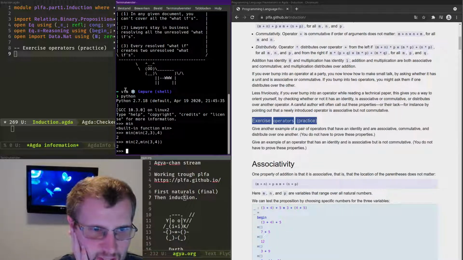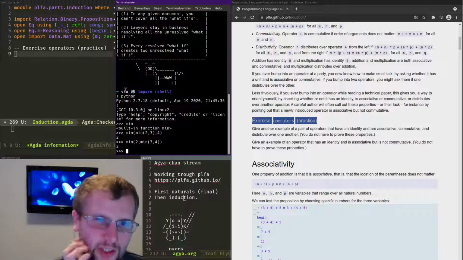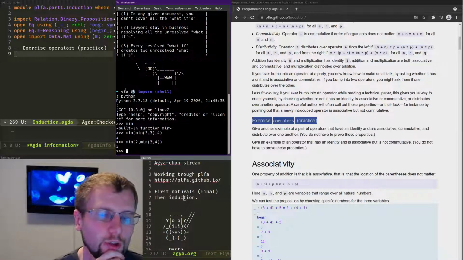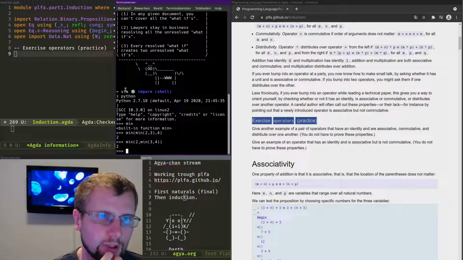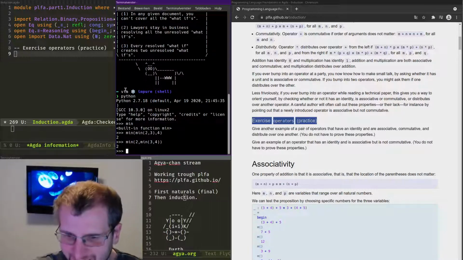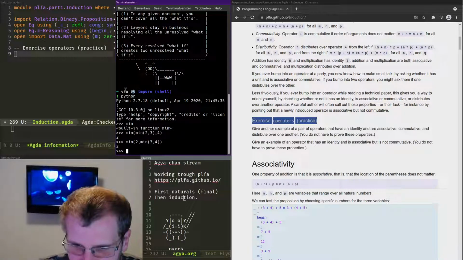What's the identity of min? I guess like minus infinity. I mean, for the naturals you could say 0. Wait, no. You need to have a thing that doesn't do anything. Oh, for min the identity is infinity because it will not do anything. Yeah. You just told me. A Boolean and an OR. Wow, you know so many.